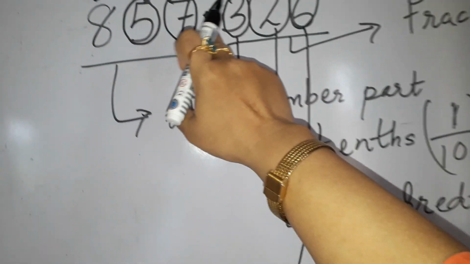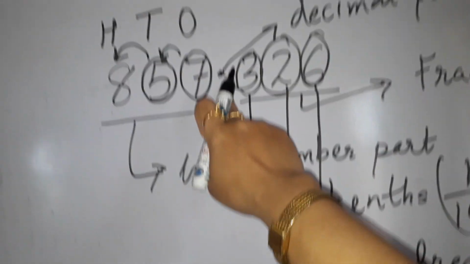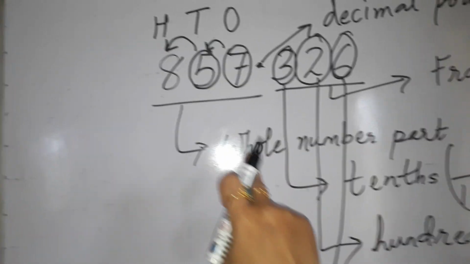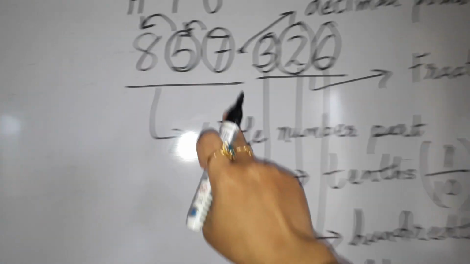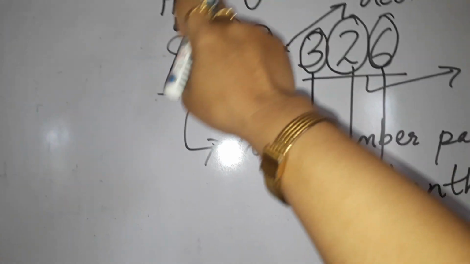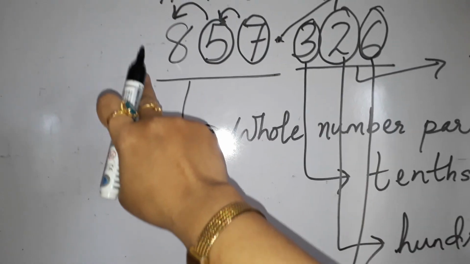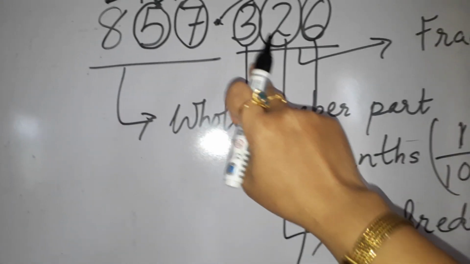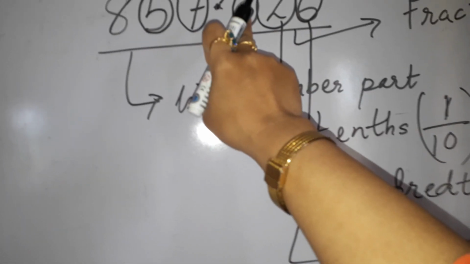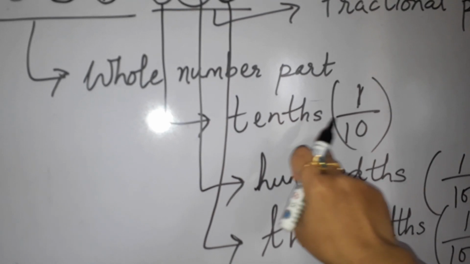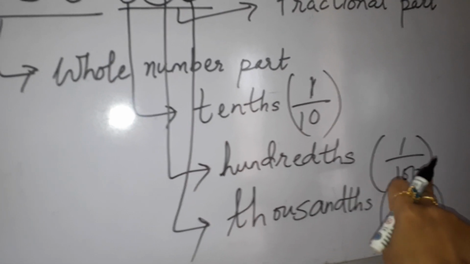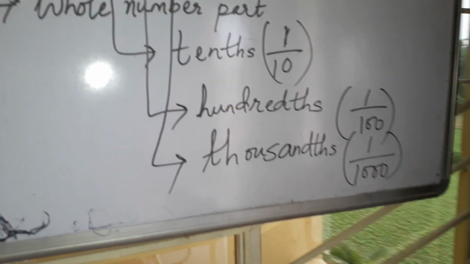A decimal number has got a point in the center which is called the decimal point. On the left of the decimal point, the whole part is called the whole number part, and it starts with the ones period, then to its left the tens period, then to its left the hundreds period. Then on the right side of the decimal point, we have got the fractional part. The first place is the tenths place, 1 by 10. The second place is the hundredths place, 1 by 100. And the third place is the thousandths place, that means 1 by 1000.